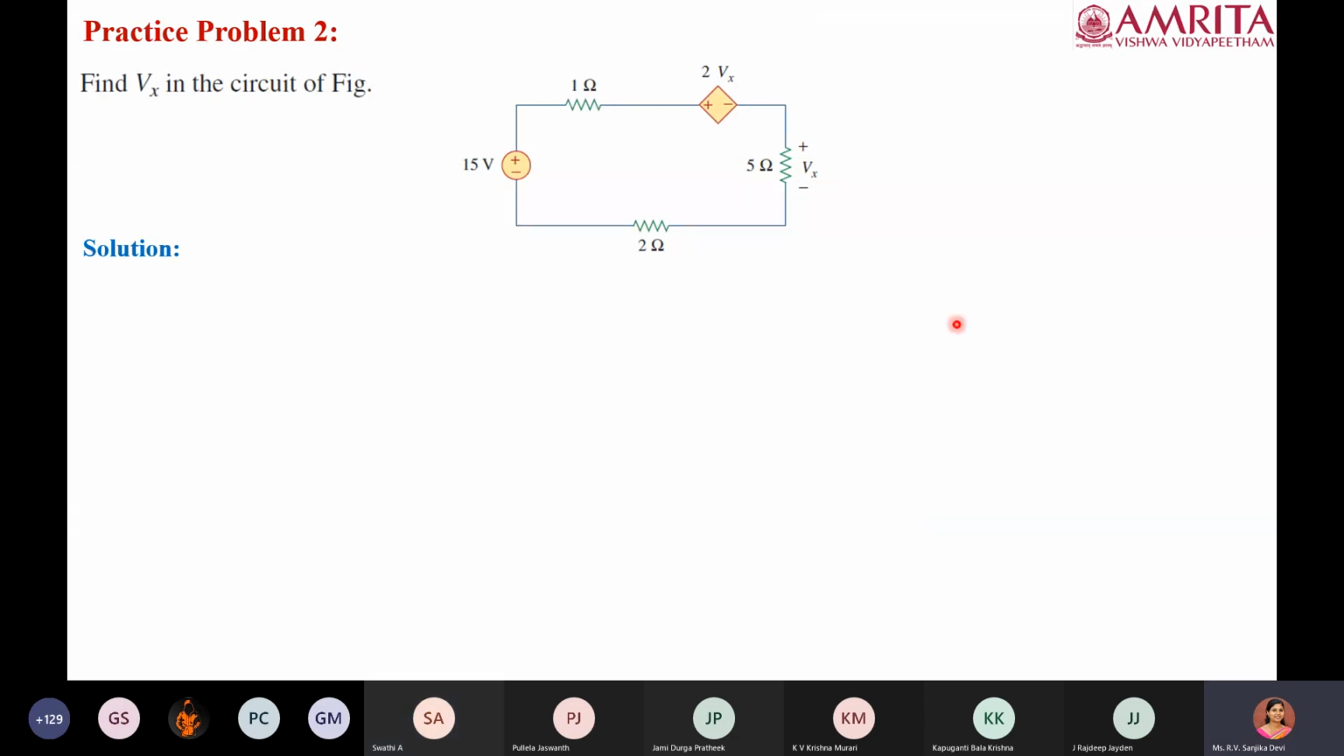So we will discuss the solution for the practice problem. Okay. So have you all done? Have you all tried the practice problem? Yes, ma'am. Okay. So we will discuss the solution.